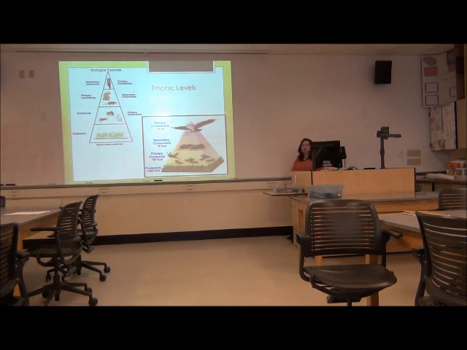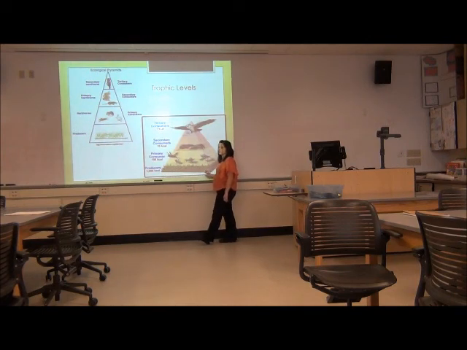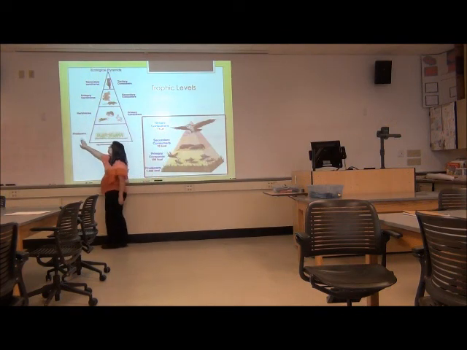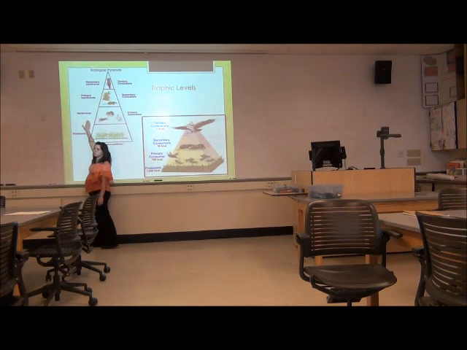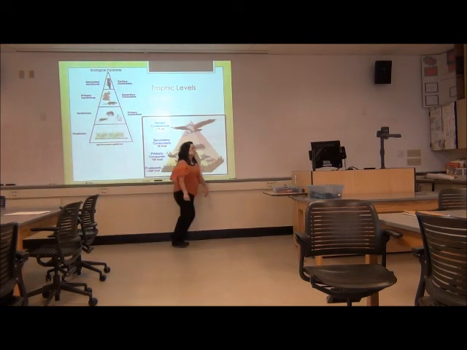Okay. Here's another way to look at it. So we have our producers down here. What do producers tend to be? Plants. Green things, okay. And then we've got primary consumers, secondary consumers, tertiary consumers. And on this one, it's another way to look at it. You've got producers, and primary consumers are commonly herbivores, then carnivores: primary carnivores are secondary consumers, secondary carnivores are tertiary consumers. But that's all reviewed, right?